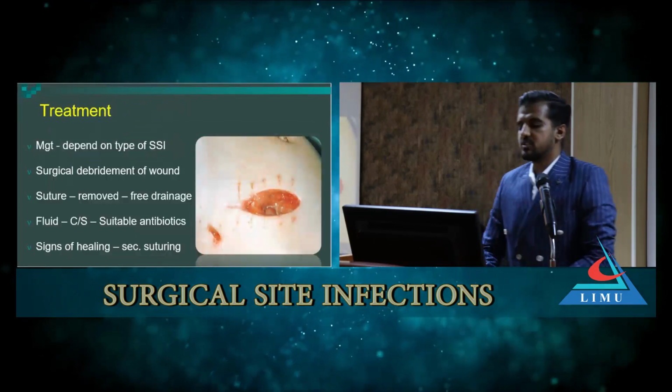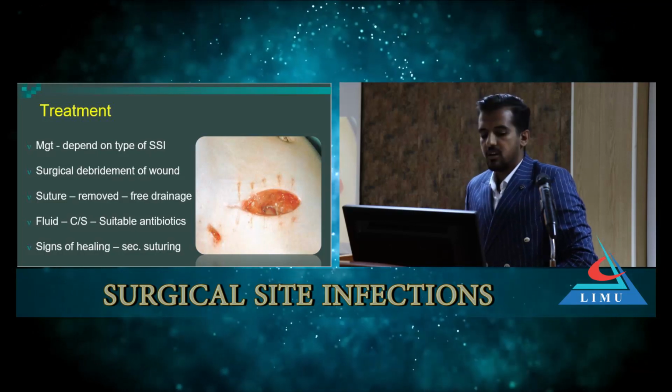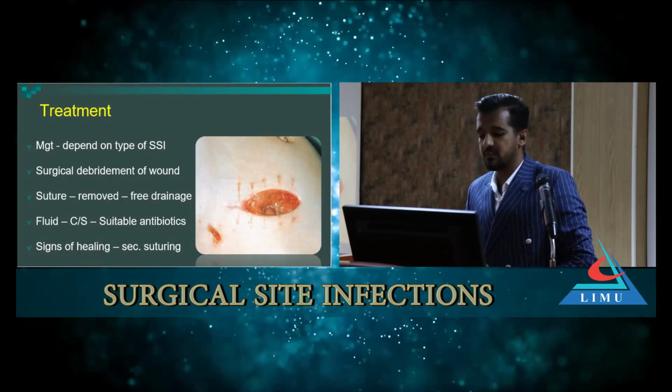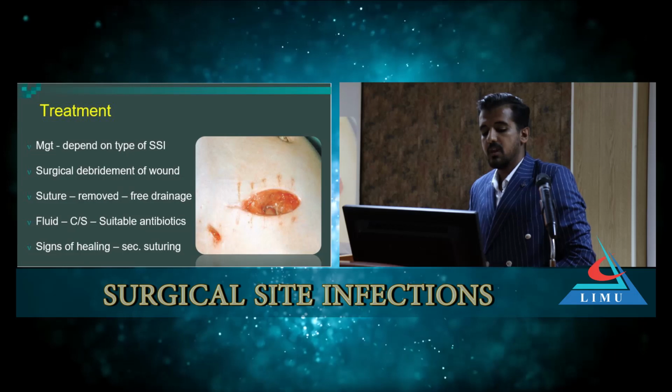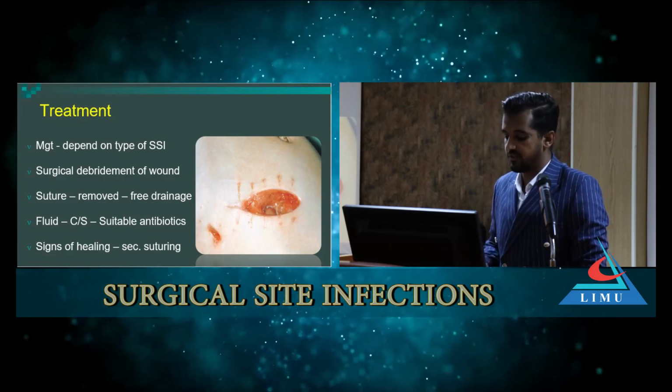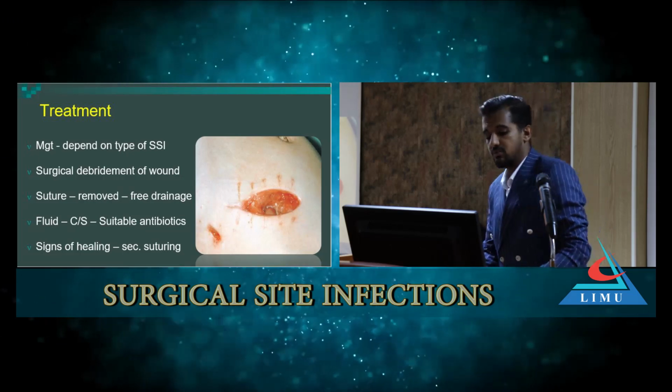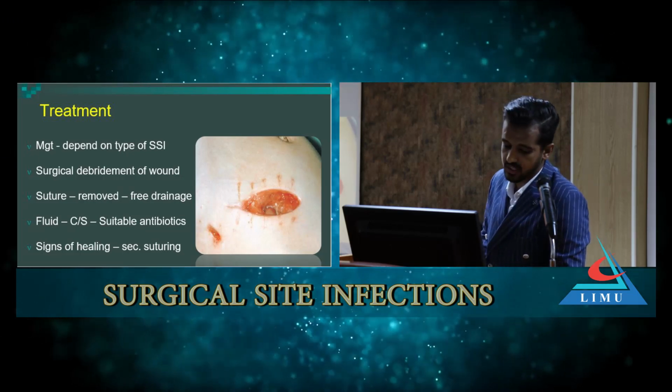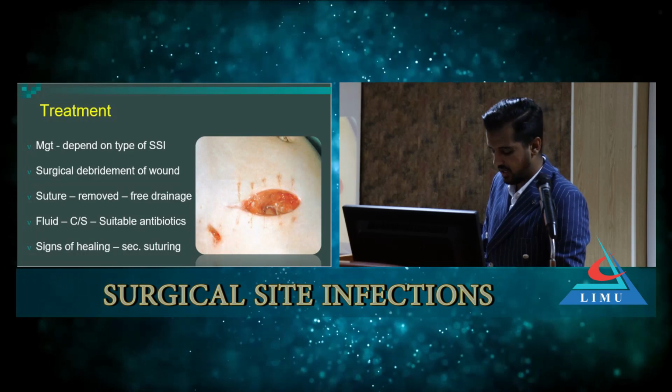The treatment of surgical site infection depends on the type of SSI, as I said. It involves surgical debridement of the wound, suture removal with free drainage, fluid culture and sensitivity, a suitable antibiotic, signs of healing, and secondary suture.